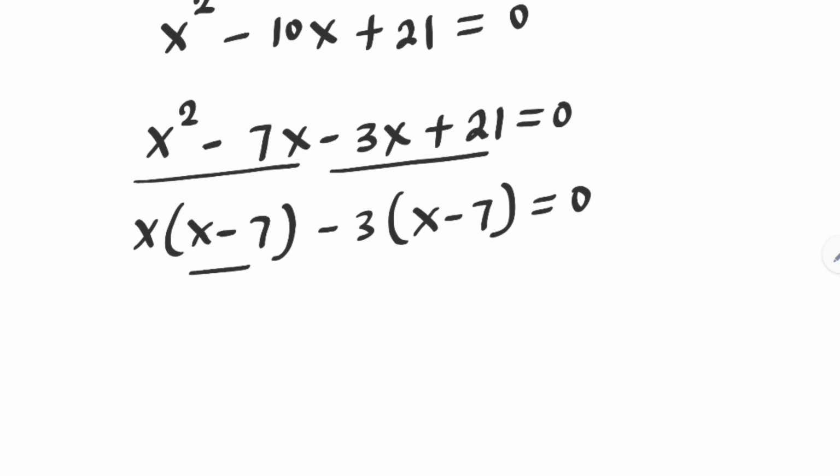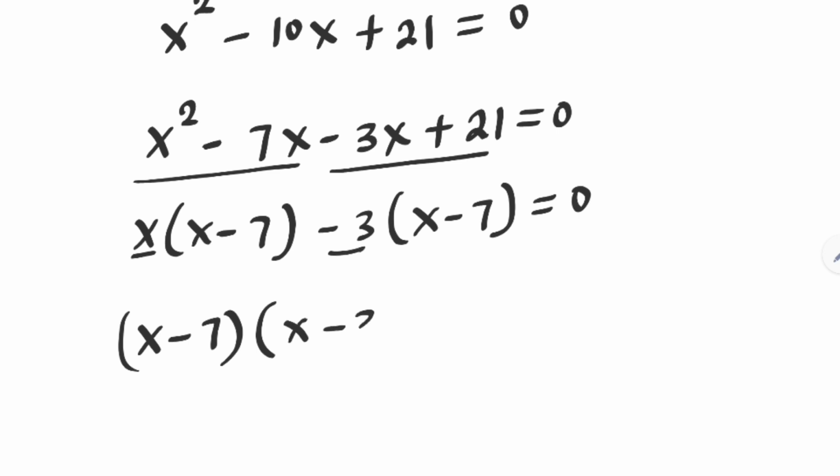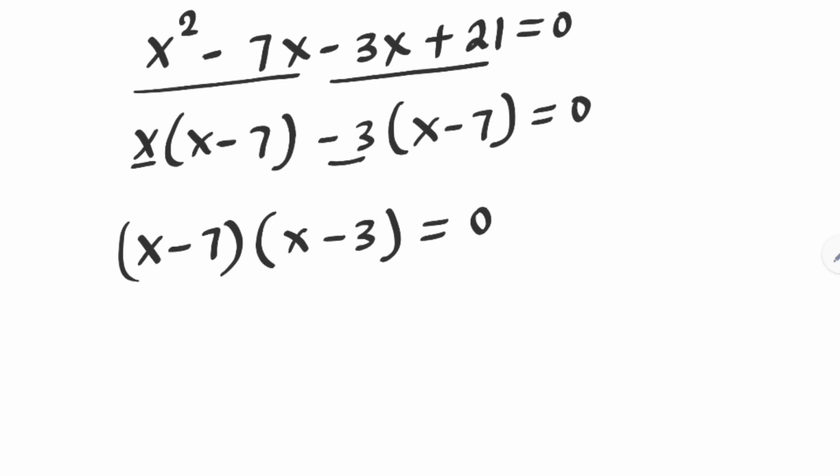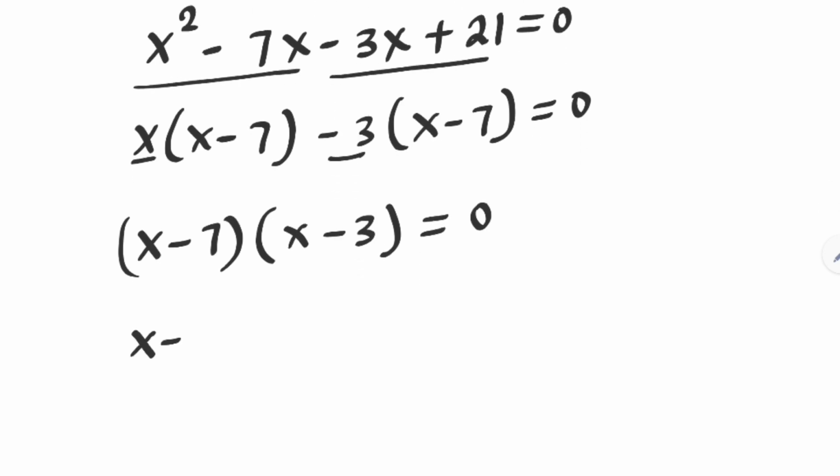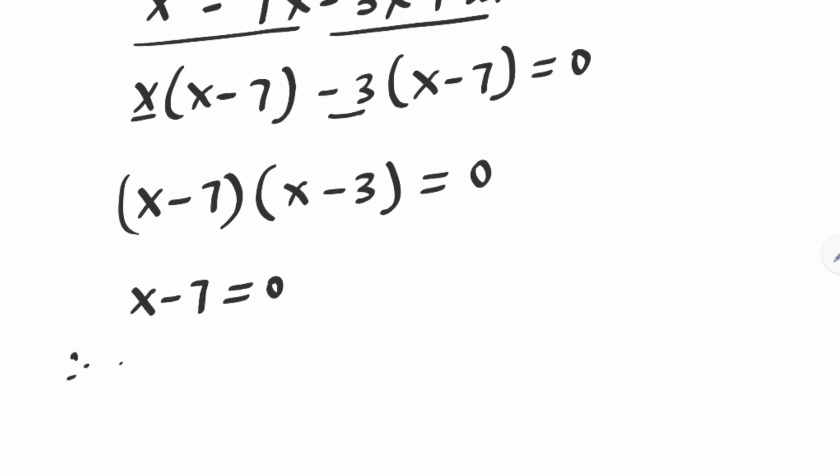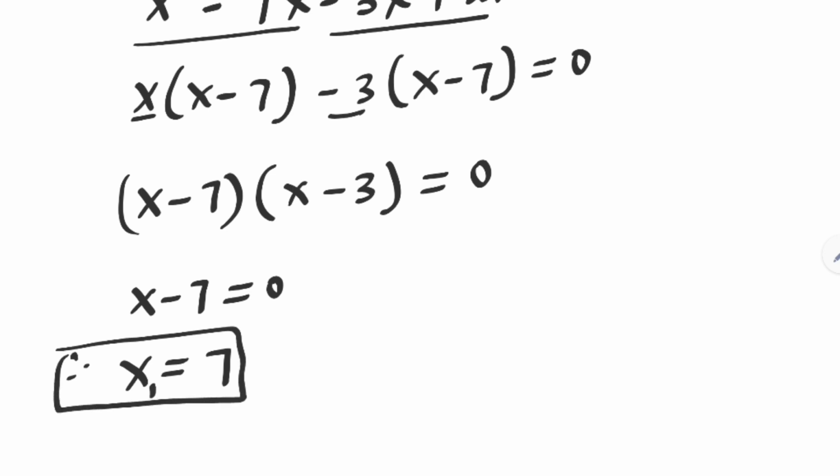You can see that x minus 7 is common. Let us bring it out. x minus 7 bracket this x and this minus 3 is equal to 0. There are two cases here. The first case is x minus 7 is equal to 0. Therefore, x is equal to 7. This is the first value of x, and let us call this x1.